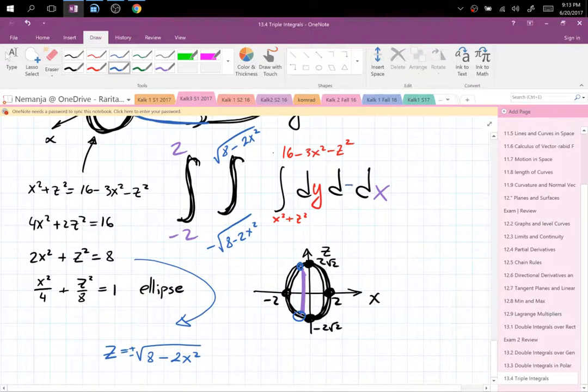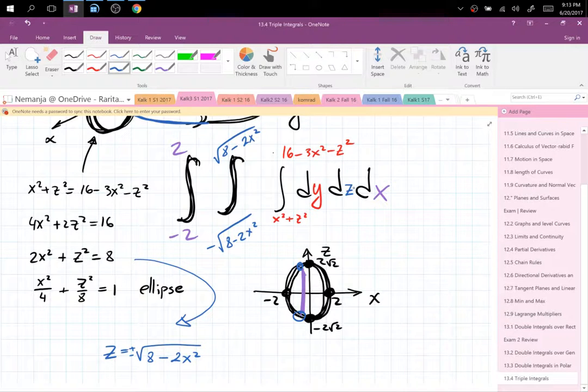Why couldn't you have x first, x before z? I was about to say, now let's do xz because we can. Yes? Why do you need to find an equation for z rather than just using 2 root 2 and negative 2 root 2? Because it's not a box, it's an ellipse, right? If you were to use the numbers, you would be working on a rectangle instead of the ellipse.